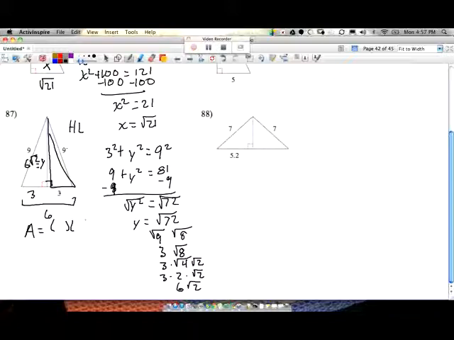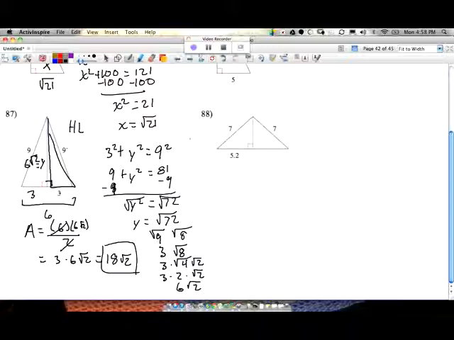Alright, so the area of this triangle is going to be base times height divided by 2, which is 6 times 6 square root 2 divided by 2. This 2 can simplify with one of those 6's. We got 3 times 6 times square root of 2, which equals 18 square root of 2.